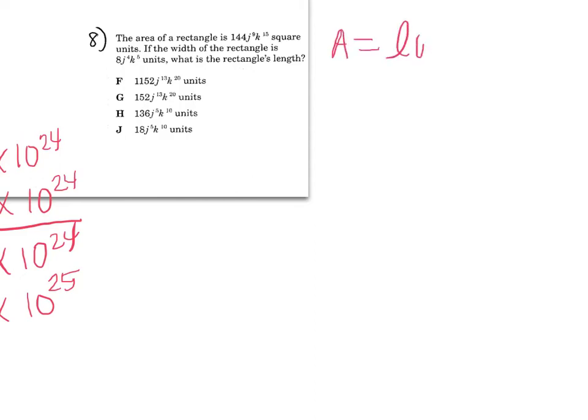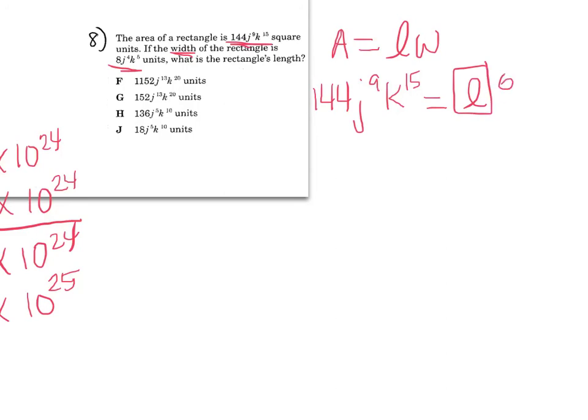Now, if I'm going to put the area in here, that would be 144 j to the 9th k to the 15th. And that equals, and they're giving me the width, so I don't know my length. I'm going to call the length my unknown here, but my width is 8 j to the 4th k to the 5th. To get what L is, I'm going to have to divide by 8 j to the 4th k to the 5th on both sides.